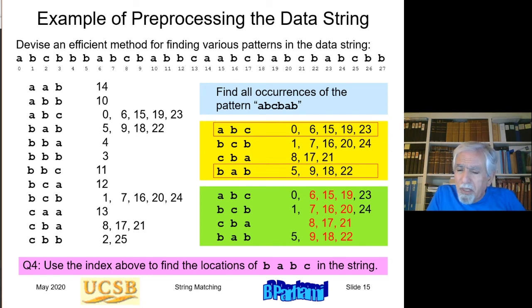Okay, so here is question 4 for you to answer. Use the index above to find the locations of the string BABC in the data string. Okay, so I showed you how ABCBAB would be found. Now you tell me, by specifying the steps of the algorithm, how you would go about finding BABC. There's more than one way of doing it, so just use your intuition to see how that should be done.